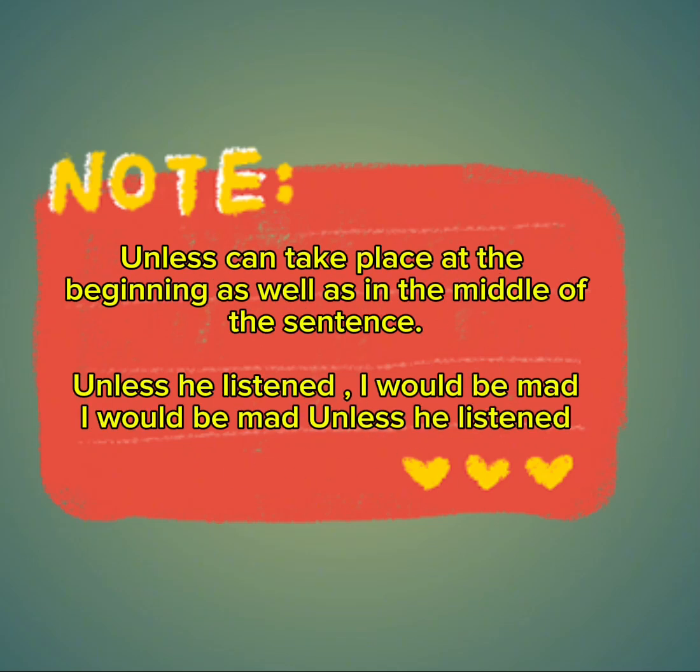A small remark is that unless can take place at the beginning as well as in the middle of the sentence. That is to say, for example, unless he listened, I would be mad. Or we can say, I would be mad unless he listened. So you notice that when we start the sentence by unless, the comma is crucial in the middle. سما إلا كنتو بديتو السنتنس تاعكم unless ديروا فاصلة في الوسط. إذا ما كنتوش بديتو unless ما ديروش فاصلة.